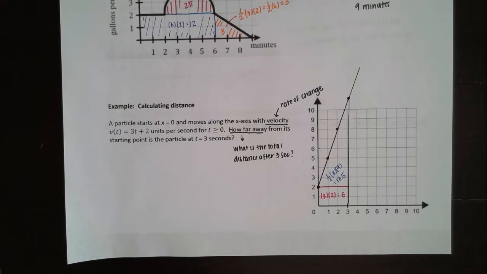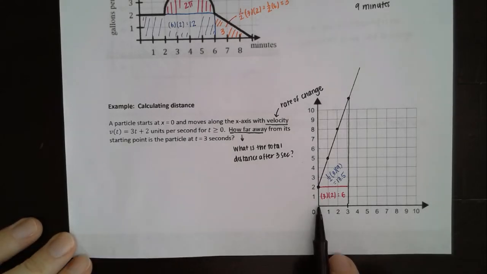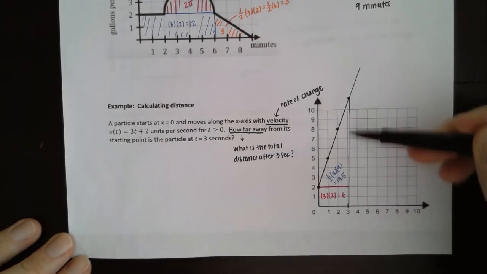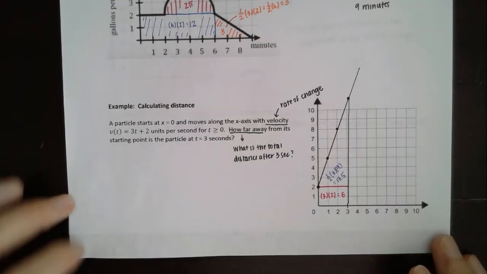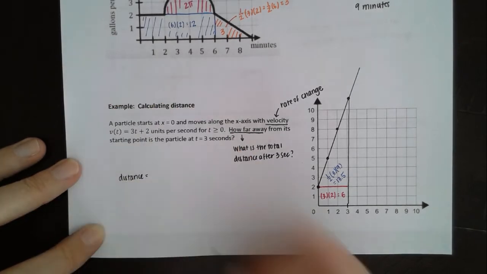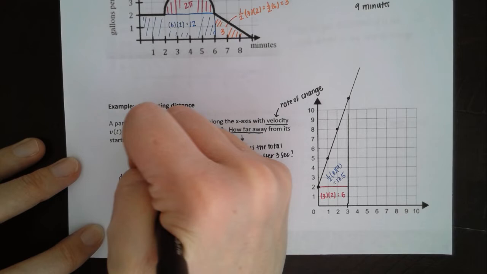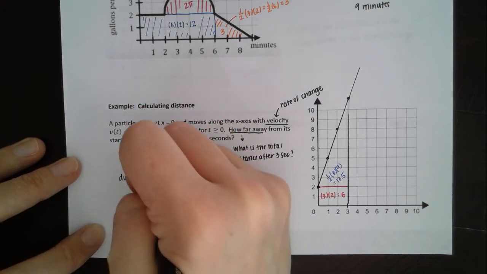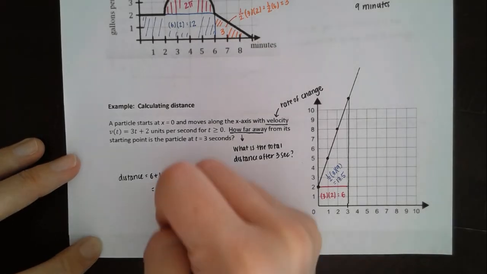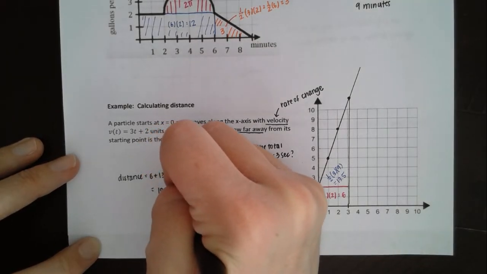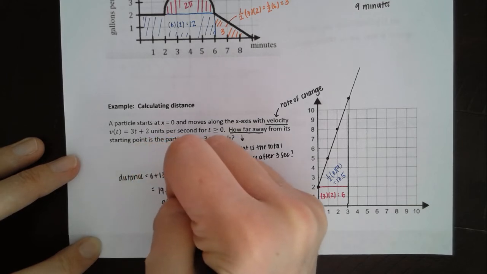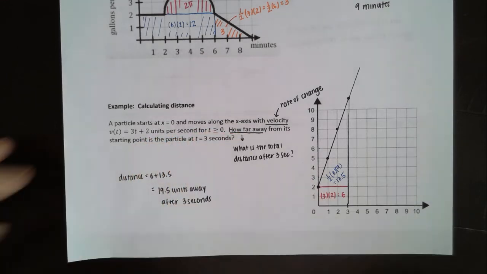So that's going to tell me that my particle from the time t is equal to 0 to the time t is equal to 3 is going to be moving a total of this area under the curve. So my total distance after 3 seconds is going to be a total of 6 and 13.5. So it looks like my particle would be moving 19.5 units away after 3 seconds.